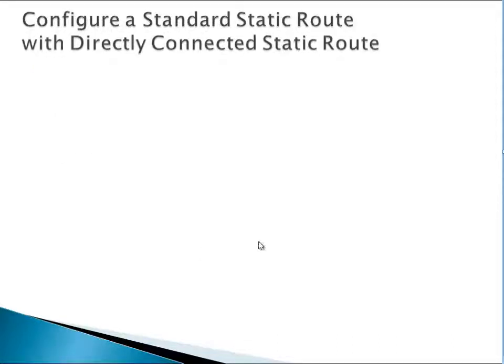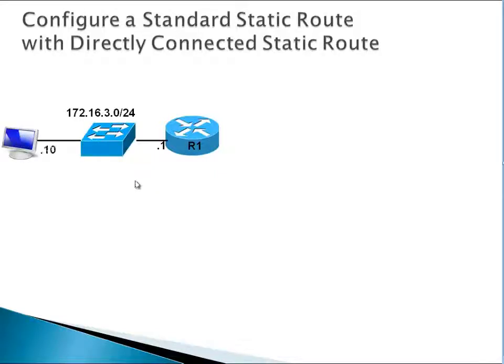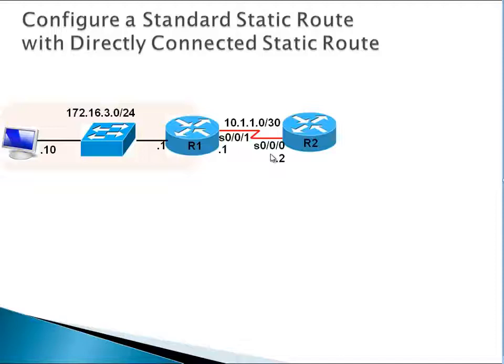Configure a standard static route with a directly connected static route. Okay, we have here router 1 that is connected to this network 192.168.3.0/24. It has .1 on the interface, and the PC here is .10. In this network it is connected to another router, R2, in the network 10.1.1.0/30 through this interface, serial 0/0/0, .1, and router 2 has serial 0/0/0, .2.